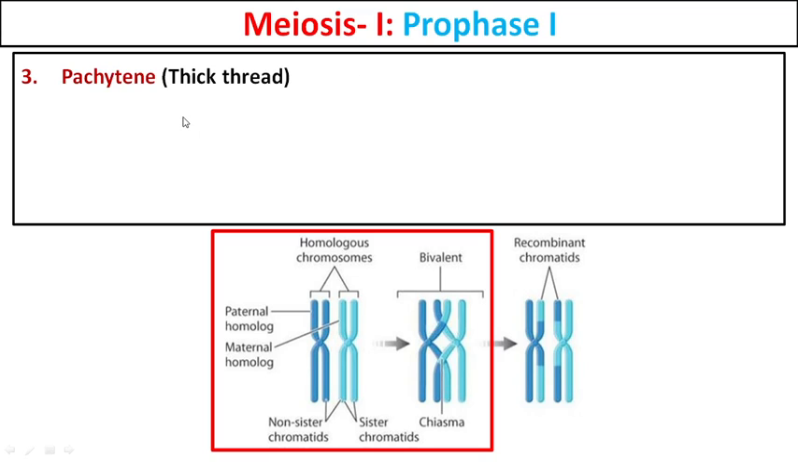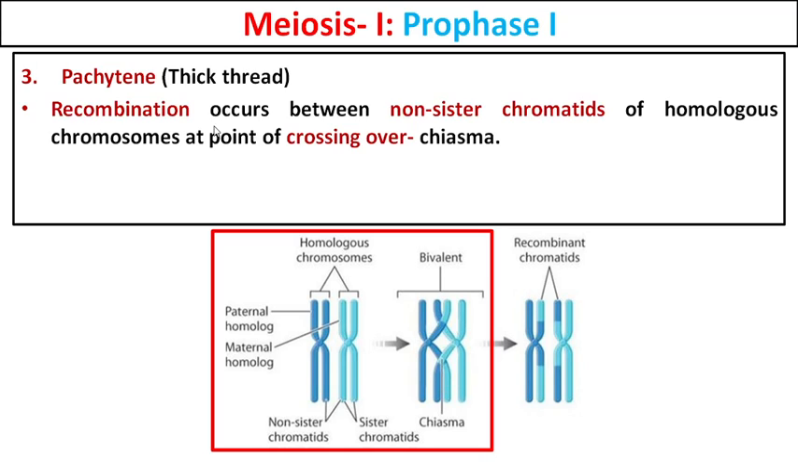Then comes pachan or pachytene. In pachytene, the meaning of the word is thick thread. Here, the recombination occurs. How I used to teach it on board, or how I want you to remember it, is I used to say कि गब्बर आएगा, and Gabbar will be like, ये हाथ मुझे दे दे ठाकुर. And then there is exchange of hands or legs between Thakur and Gabbar.